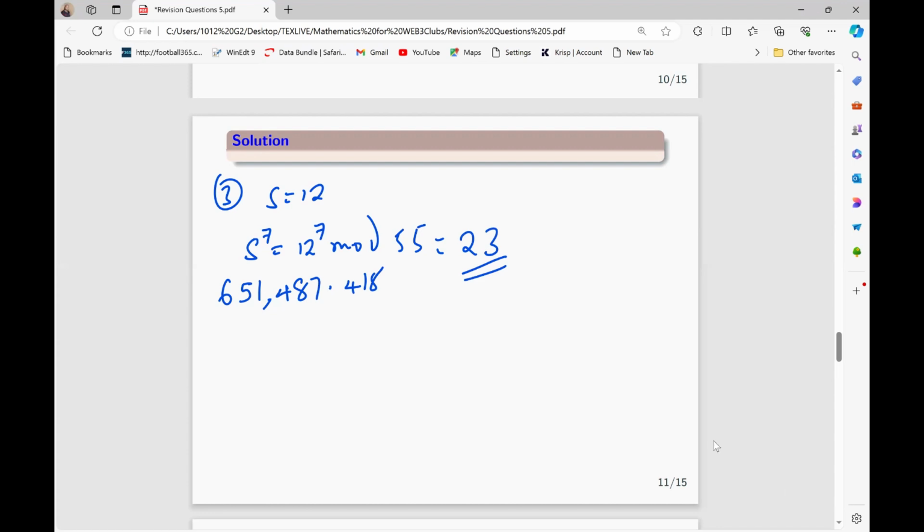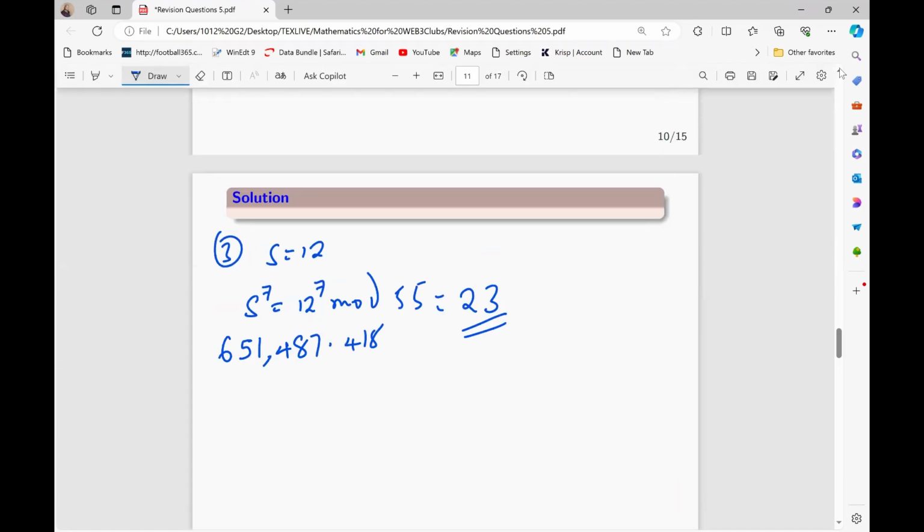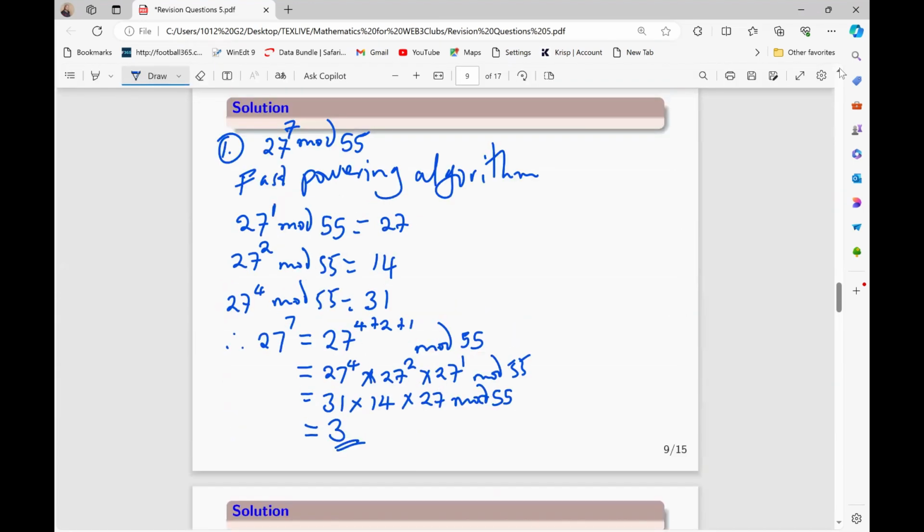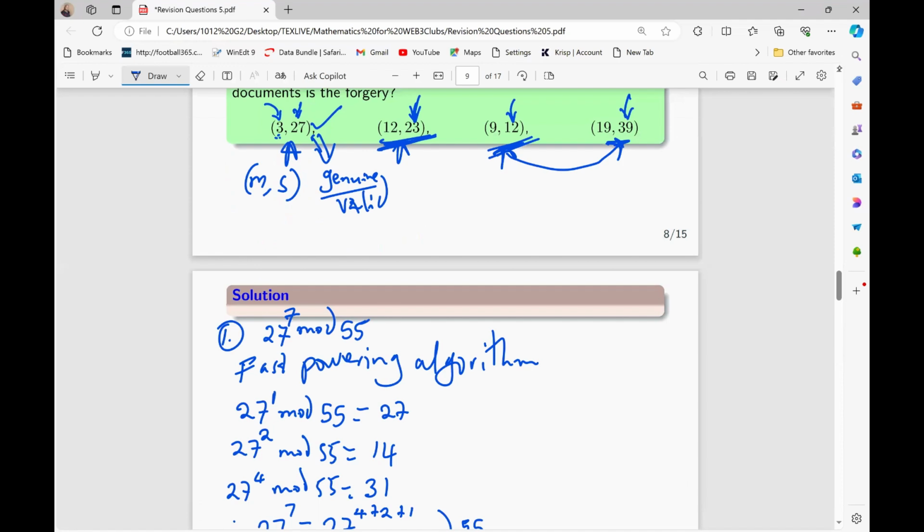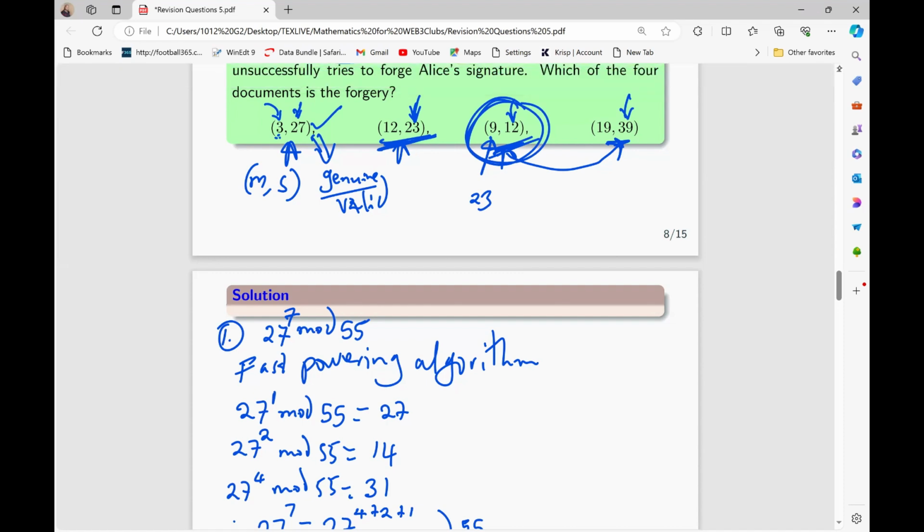Let me see whether my M is 23. What M were we sent? The M we were sent is 9. And the M we're supposed to get is 23. So you can see this is a forgery. This one was forged. It's not coming from the net.